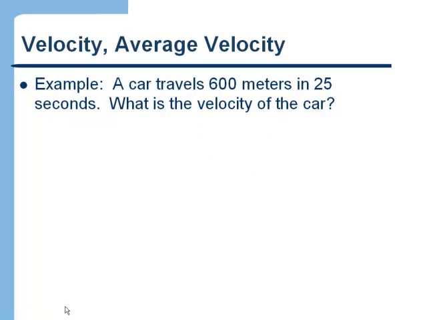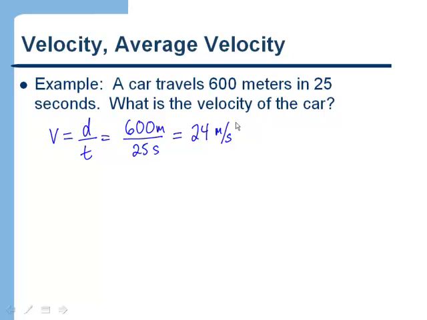So let's take a look at an example that illustrates using these two formulas again. So I start out, I have a car travels 600 meters in 25 seconds, and I want to know the velocity. So V is equal to d over t. And I want to show the numbers plugged in. So it travels a distance of 600 meters in a time of 25 seconds. And if you work that out on your calculator, you should get 24 meters per second.